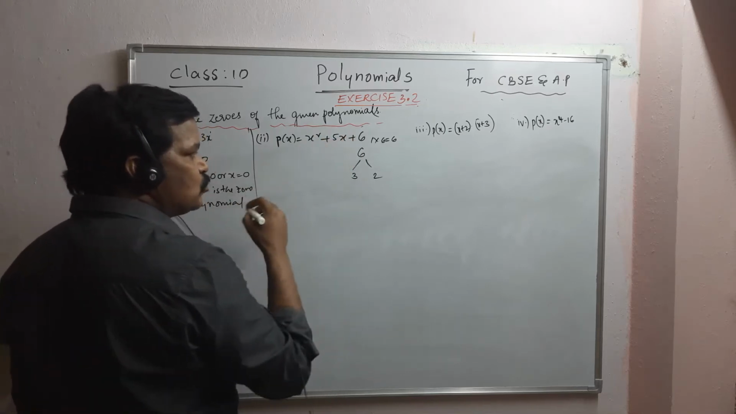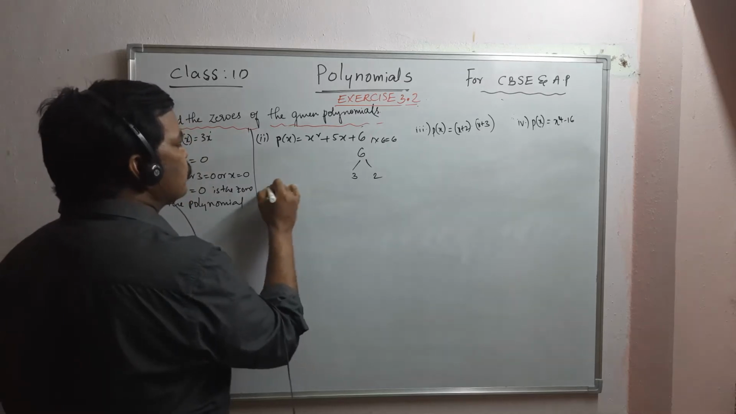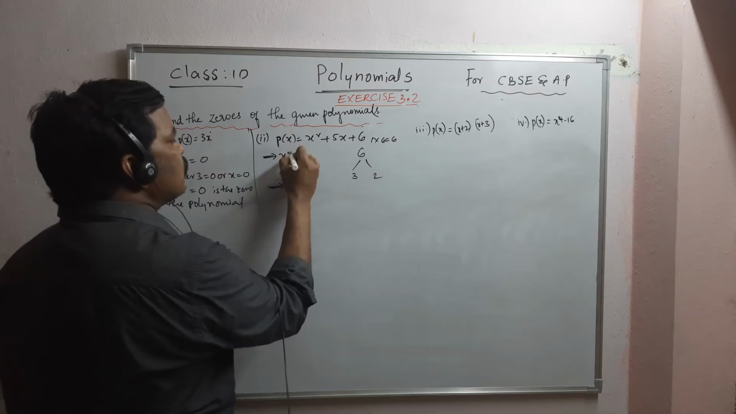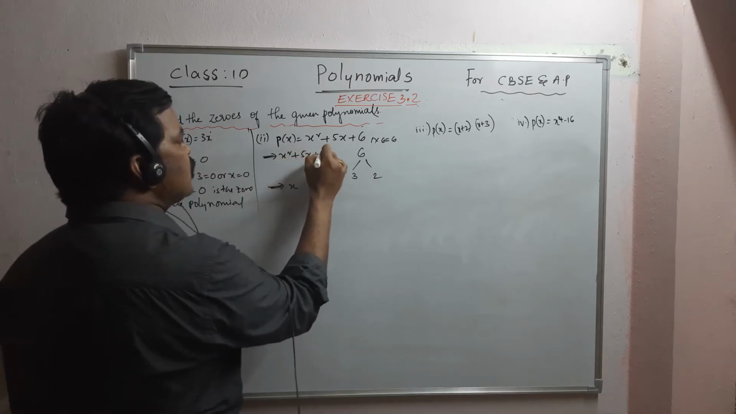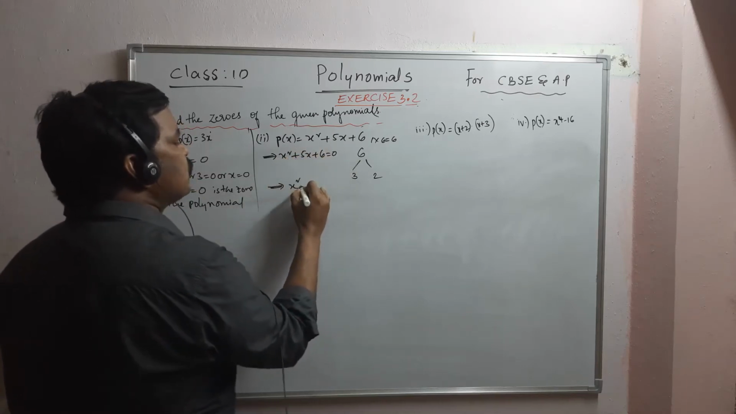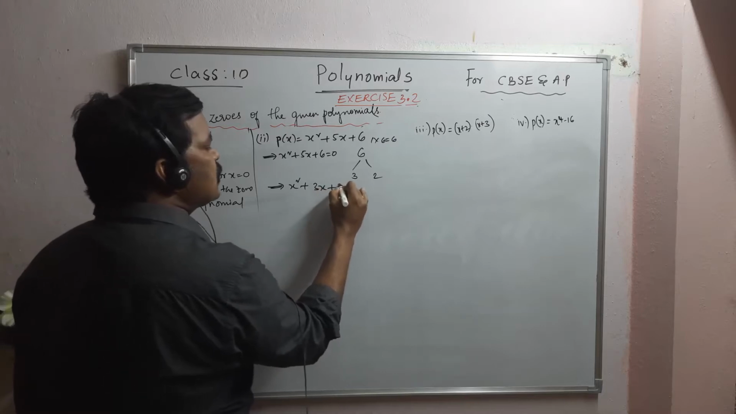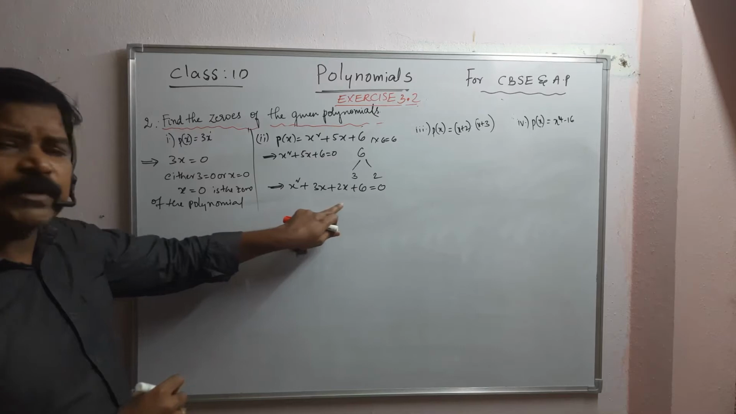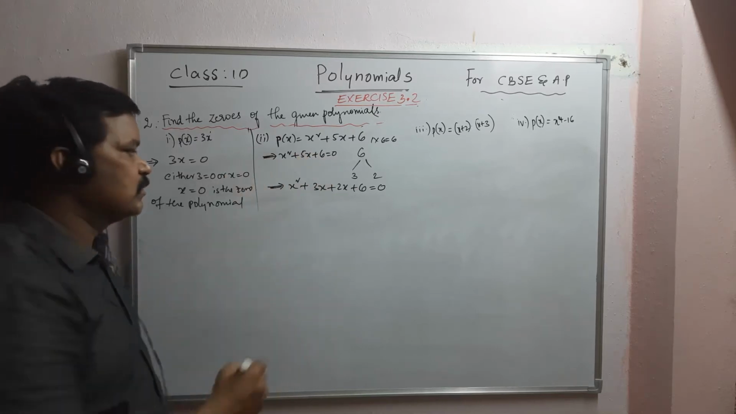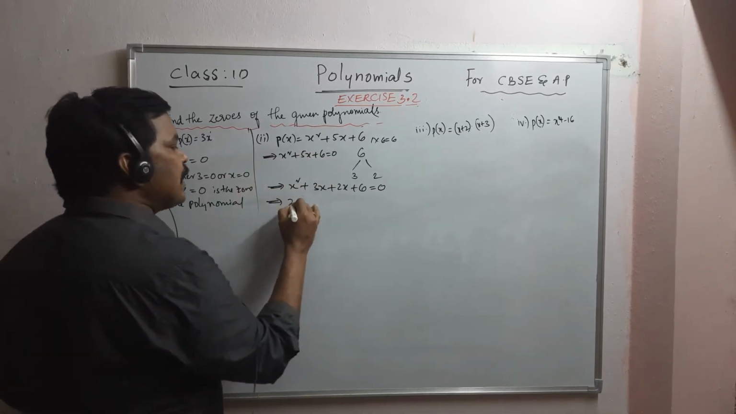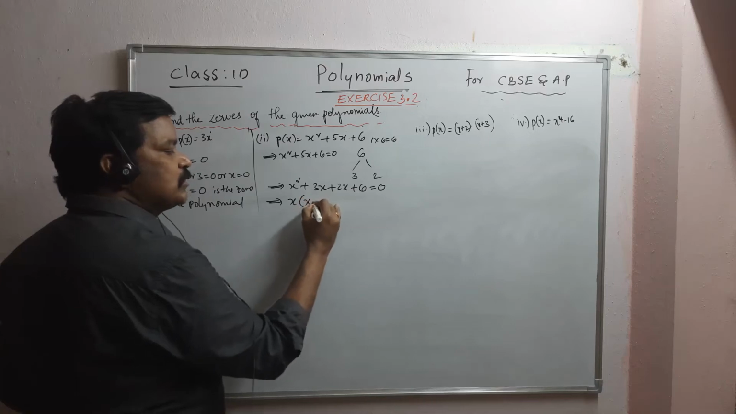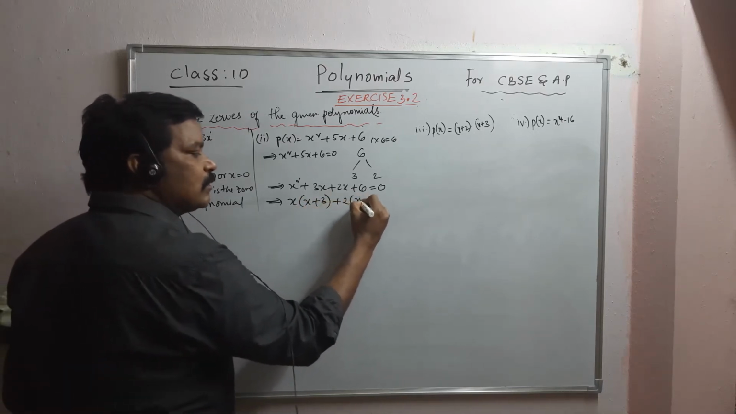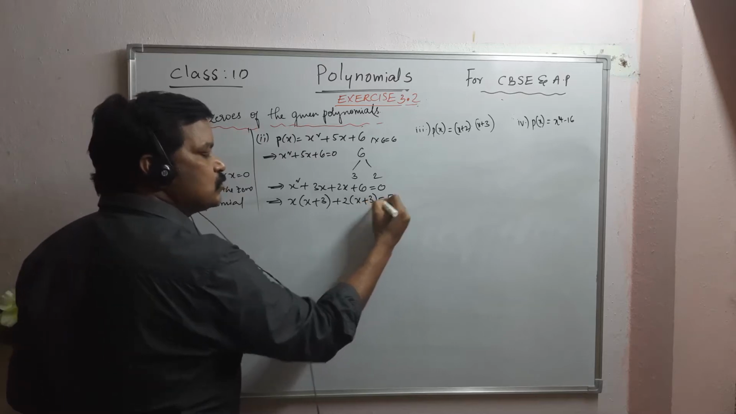So, here this is 5x, no? So, that means x square plus 5x plus 6 must be equal to 0. This 5x can be written as 3x plus 2x plus 6 is equal to 0. 3x plus 2x is plus 5x. Let us take x as common in the first two terms, that is x plus 3. Here plus 2 as common, that means x plus 3 is equal to 0.